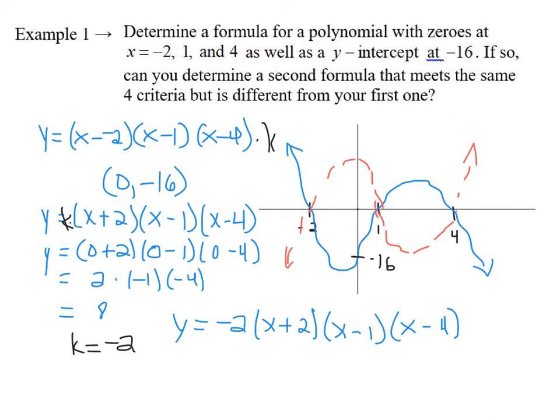So it has something to do with, I think you guys have done some work with having double zeros. If you can make one of these have a double zero, it is possible to get another formula that meets these criteria. So why don't you pause the video and give that a try.